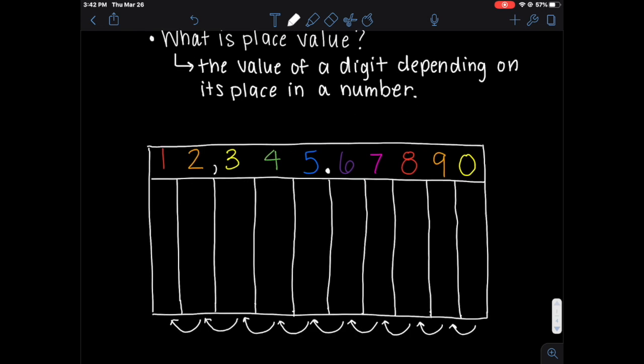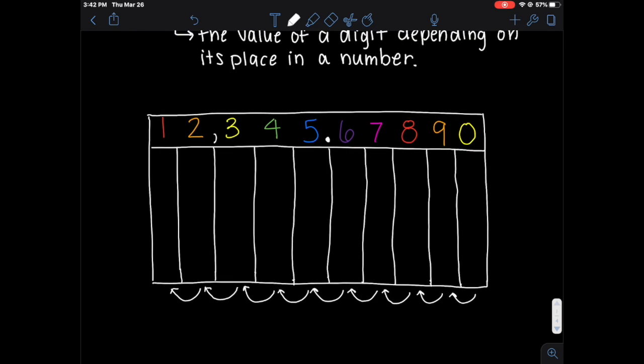I've created a little number chart here, so we're going to review the place values of these numbers, and we always want to start with the ones position, which is to the left of the decimal. So just as a reminder, left is on this side, right is on this side. So we want to start with 5. So again, 5 is in the ones position.